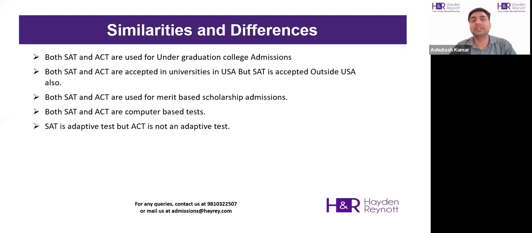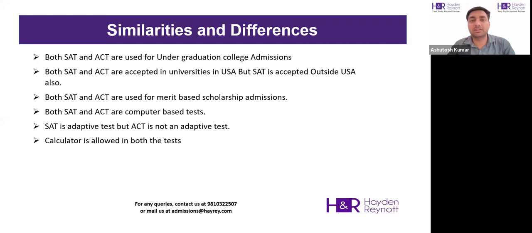SAT is an adaptive test, but ACT is not an adaptive test. The digital SAT that we have now is an adaptive test. It means there are two modules of maths, two modules of reading and writing. In each of these modules, whether it is English or maths, the next module depends on your response in the previous module. So the difficulty will be according to your response in the previous module in the SAT. But there is no such thing in the ACT. ACT is not adaptive. There will be a fixed number of questions, and you have to answer all the questions to your best.